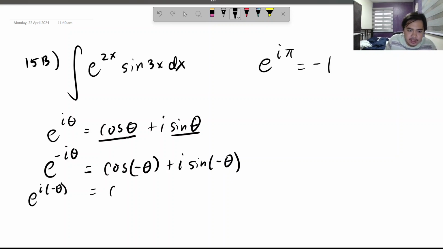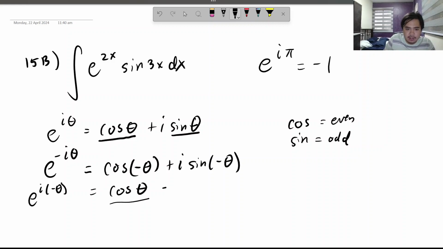Cosine of negative theta is cosine theta, since cosine is an even function, and sine is an odd function. An even function, if its input is negative, still remains positive, while an odd function will go negative. You can see it on the graph. The graph of cosine would look like this.